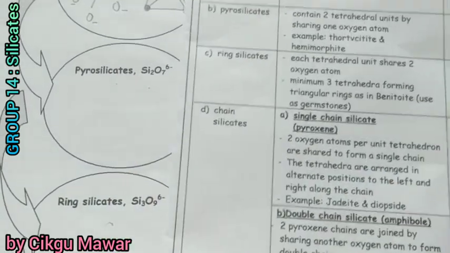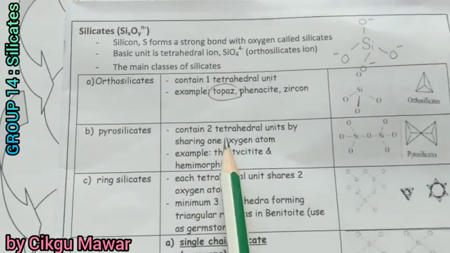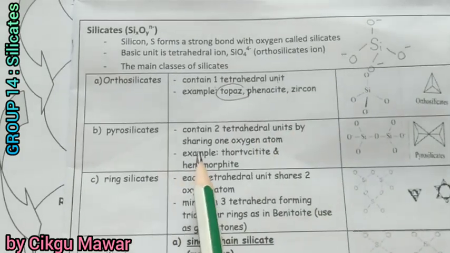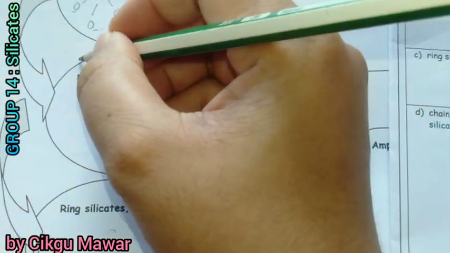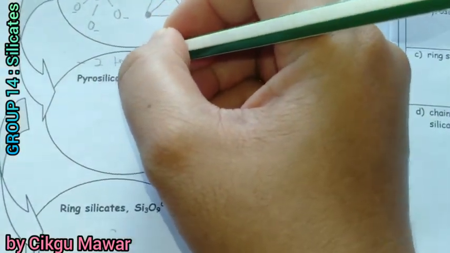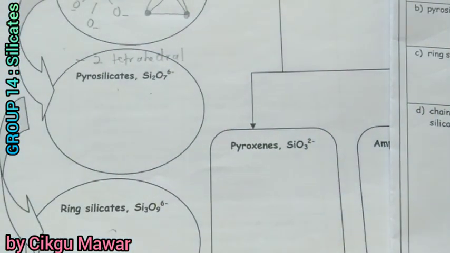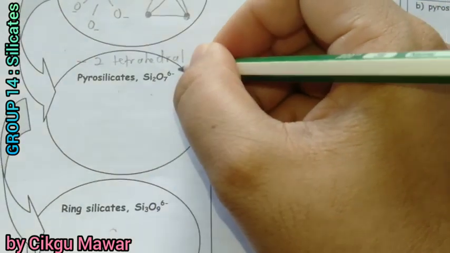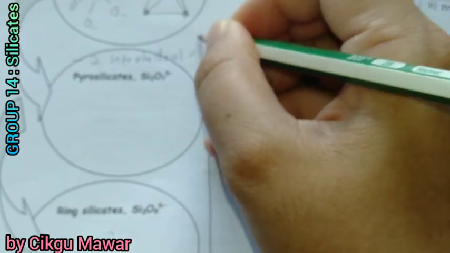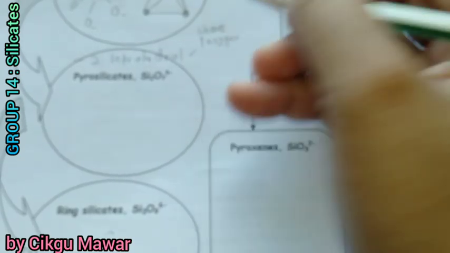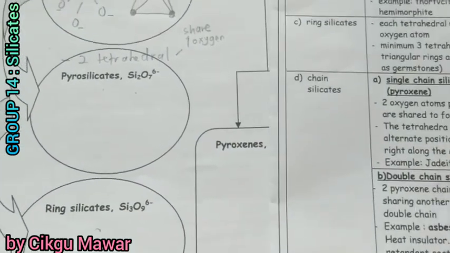The second primary silicate is pyrosilicate. What is pyrosilicate? Pyrosilicate contains 2 tetrahedral units by sharing one oxygen atom. So pyrosilicate consists of 2 tetrahedral units, sharing one oxygen atom. Alright, let's draw the pyrosilicate structure.